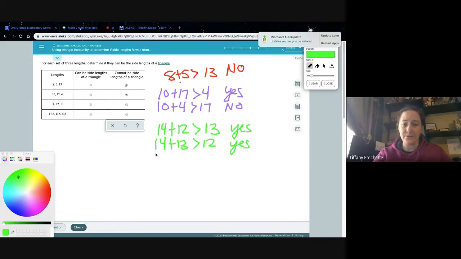All right, my last one is 12 plus 13 greater than 14. So neither one of these is greater than 14 when I started, but if I add them together, I get 25. 25 is greater than 14, so I have a yes on that one.